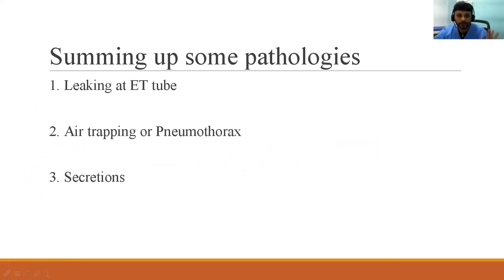Now, I have told you a lot about the kind of scalars and the kind of loops that we use. Okay, if we have to sum up some of the pathologies that we routinely see day to day at the bedside, the first thing is leaking of the ET tube or leak at the trachea level. The second one is any air trapping or pneumothorax, and third one is secretions. These are three common things where we employ all these pulmonary graphics on a day to day basis.